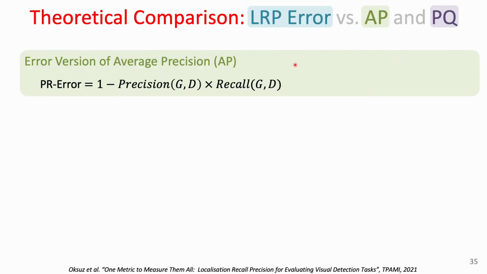To be able to better compare average precision, panoptic quality, and LRP error, let us transform all of them to be error values. In other words, after this transformation, all of them will be lower-better measures. Average precision uses soft predictions. For comparison with LRP and panoptic quality, we use its hard counterpart, which corresponds to a single precision and recall value. We can transform this precision and recall into an error by subtracting their multiplication from 1. Let's call this precision recall error.